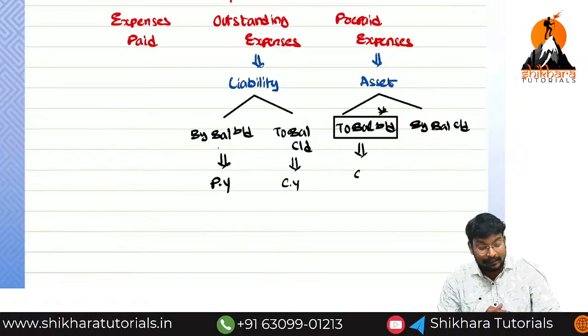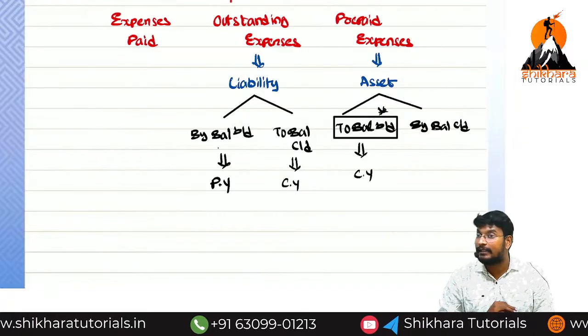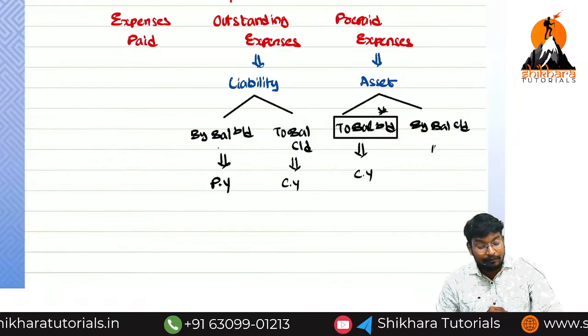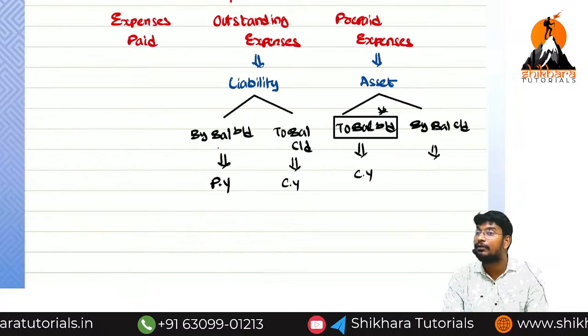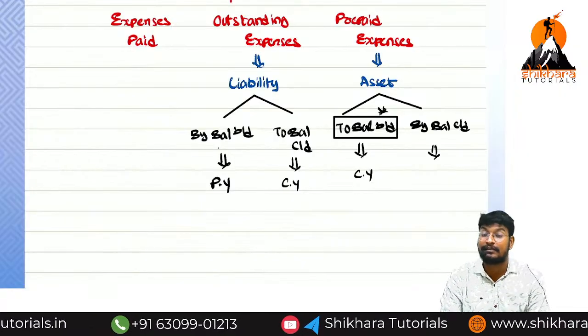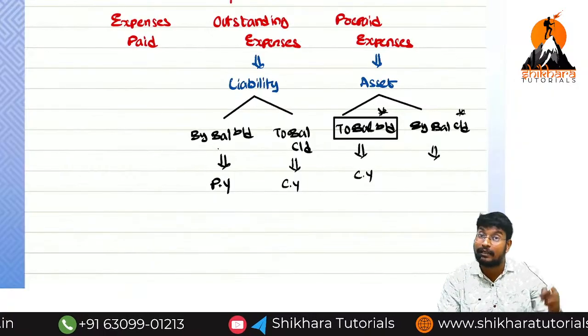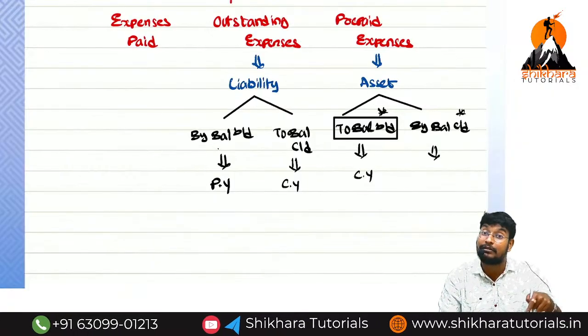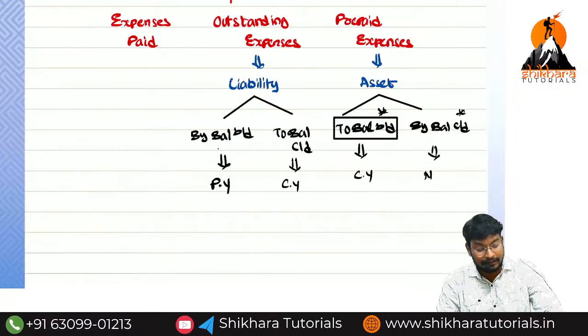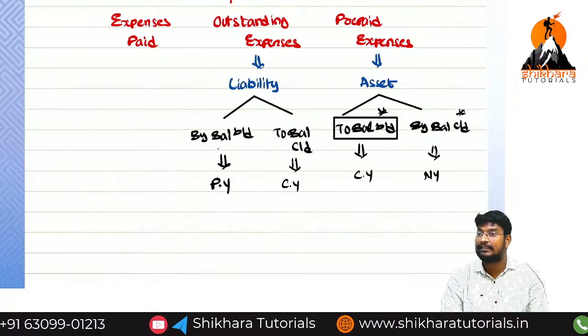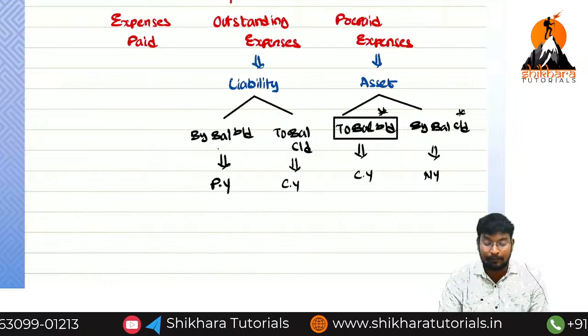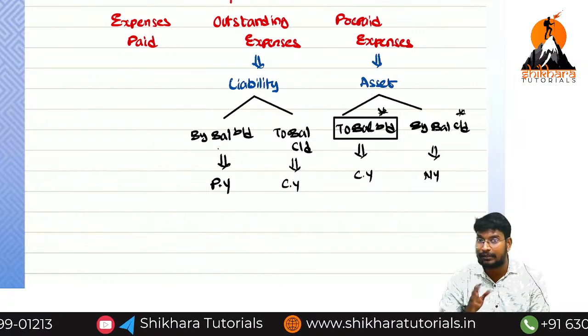So can I write current year? Now what is the meaning of by balance brought down? Opening balance or closing balance? Closing balance. That means this particular prepaid expense we have paid during the current year, but it is related to the next year. So what do we need to write here? NY. NY means next year, CY means current year, PY means previous year. Are you getting the point?